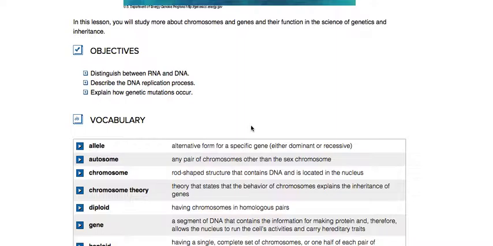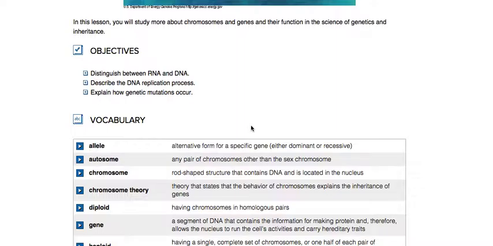So the lesson itself really focuses on getting you to understand the differences between DNA and RNA, describing the process of replication and explaining how mutations occur. And the project itself really wants you to focus on putting together what you've learned in the lesson, and then being able to synthesize that information by creating a karyotype and understanding the process by which chromosomes and genes are essentially inherited.